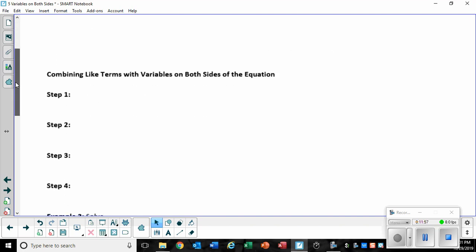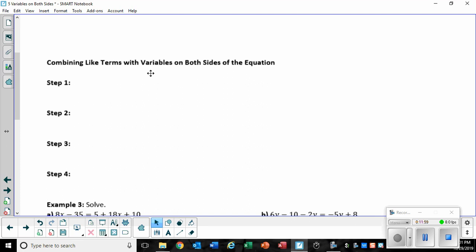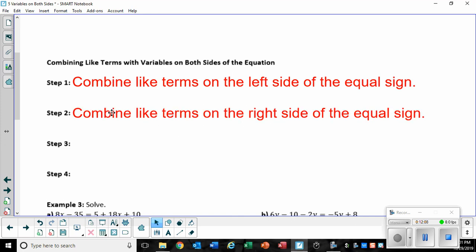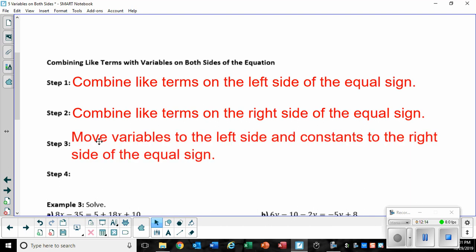Alright, now we're going to talk about combining like terms with variables on both sides of the equation. So step 1, combine like terms that are on the left side. Step 2, combine like terms that are on the right side. If you need a second, don't forget to pause the video so you can write it down. Step 3, move all the variables to the left. And step 4, solve. This is getting very similar and very repetitive. All the steps we've done are basically the same thing.